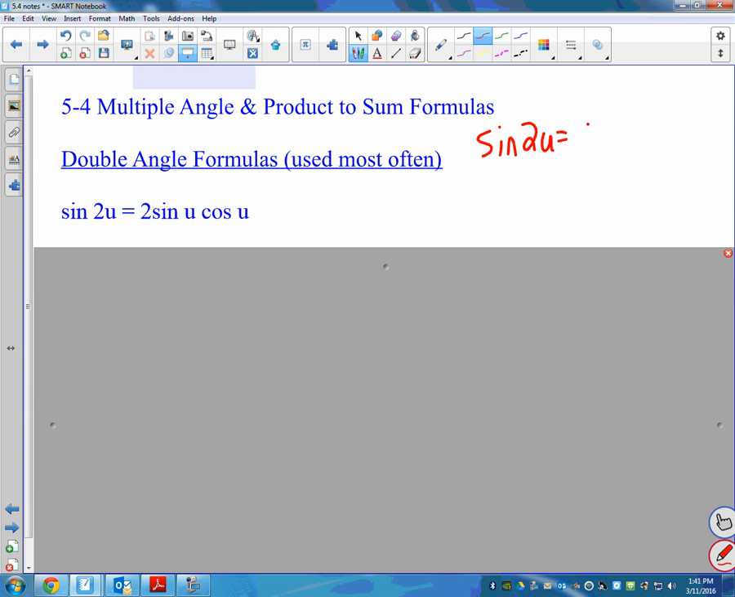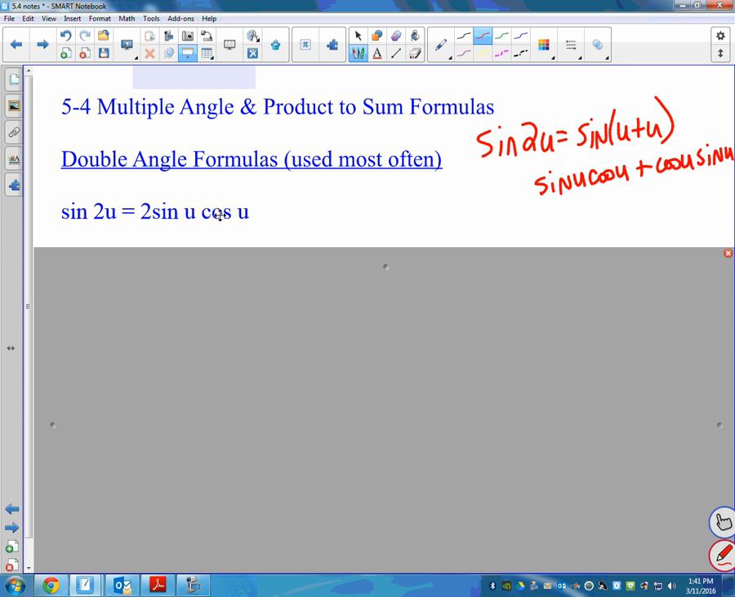isn't that just the same as saying sine of u plus u? That's the same as sine of 2u. So this formula comes from using the sum and difference identities. The sum identity for sine of u plus u would be sine of u cosine of u plus cosine of u sine of u. So do you see why it's just 2 sine of u cosine of u? I thought that was kind of cool.